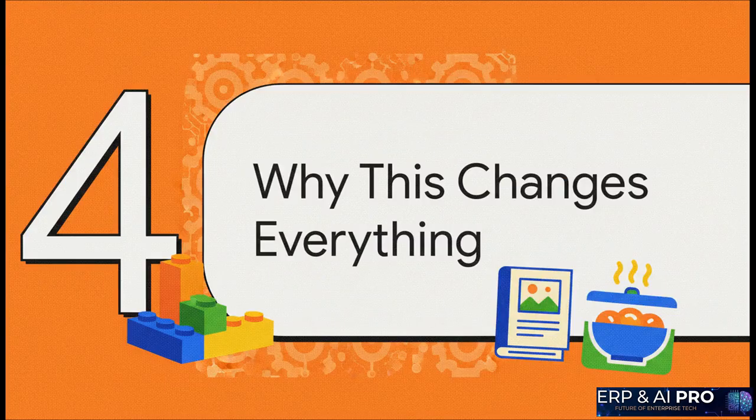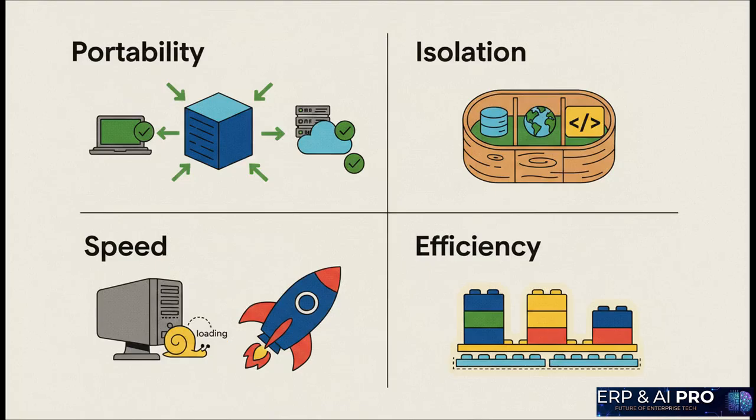Okay, so let's recap. We've got our recipes, the images, we've got our cooked meals, the containers, and it's all built from these super smart, stackable digital Legos. So how does all of this actually fix our original problem? Why is this such a big deal? Well, it really comes down to these four superpowers it gives your software. First, portability. Your container runs the same everywhere. That whole "it works on my machine" problem? Gone. Solved.